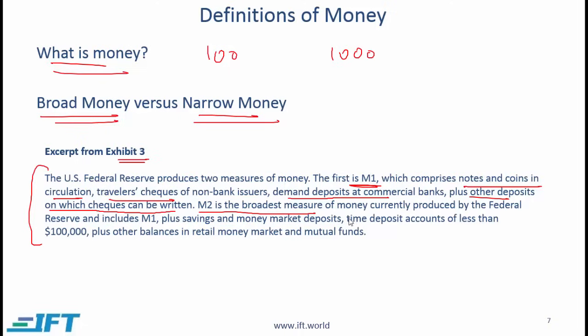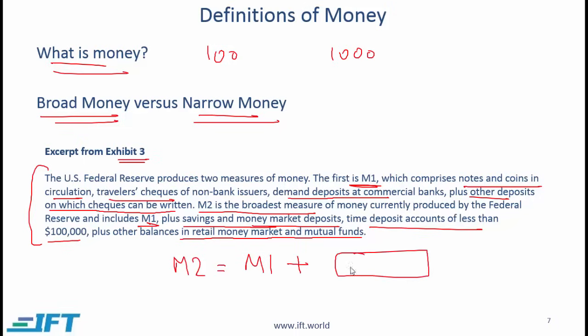M2 is a broader measure of money. This includes M1 plus savings accounts, money market deposits, time deposits less than 100,000 plus other balances in retail money market and mutual funds. The larger point to understand here is that M2 is a broader definition of money which includes M1 plus other deposits which are less liquid than the deposits which are covered under M1. Also note that credit card balances are not considered part of money.